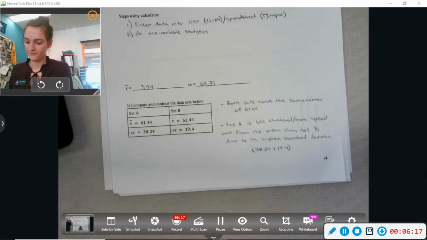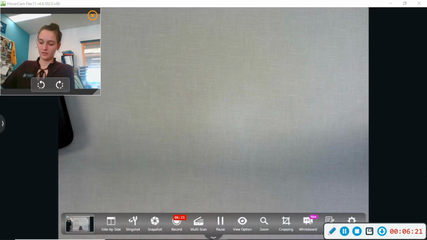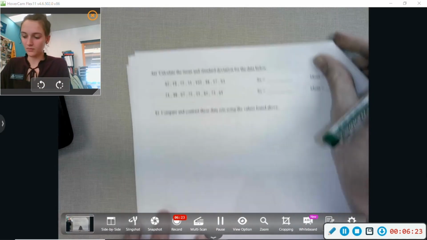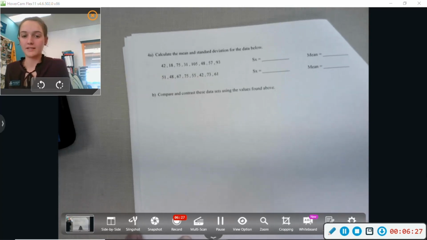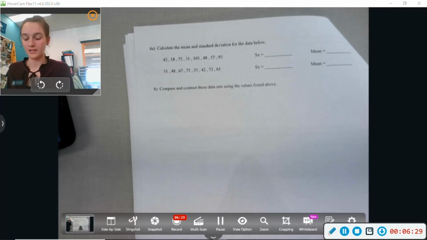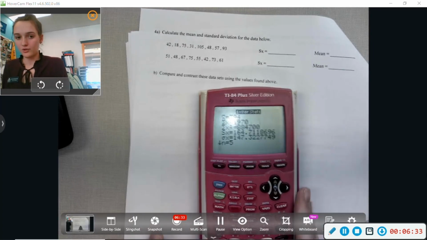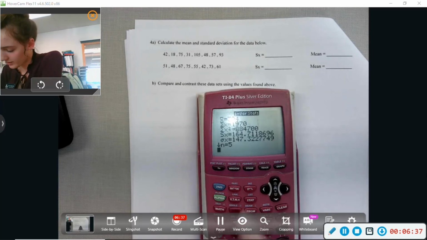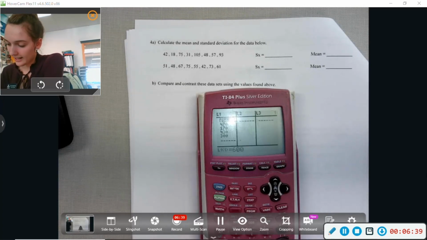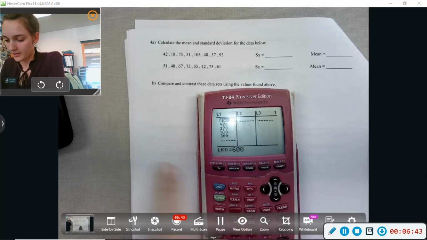All right, let's go ahead and look at another example here. So they give us 2 different data sets and they want us to find the standard deviation and the mean for both of those. So I'm going to use my graphing calculator for each of these. I'm going to hit stat, I'm going to hit edit. Now I'm going to show you how you can use multiple lists since we have 2 of these.